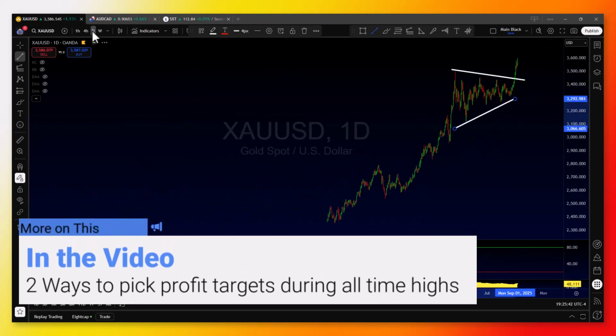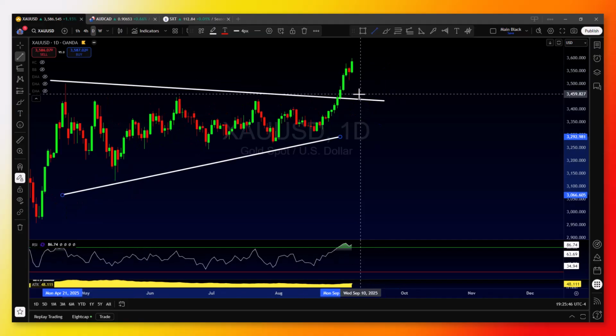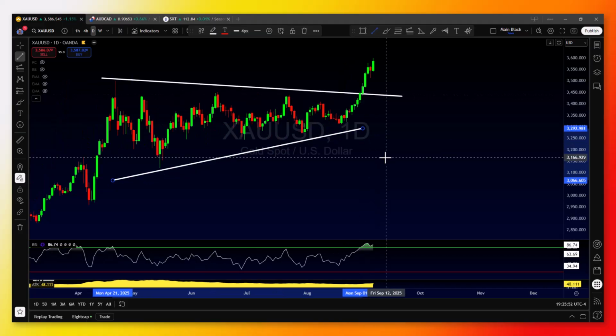So let's go down to a daily chart real quick. We could even go to a 4-hour. It doesn't matter. The idea is going to be the same. But in general, what I'm looking for in these situations are pullback opportunities. The scale of that pullback is going to be different depending on the time frame that you're trading.